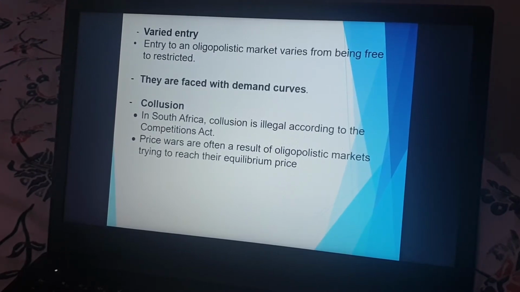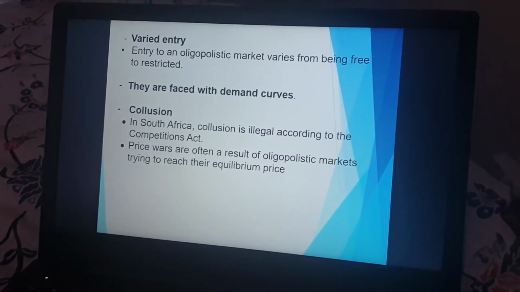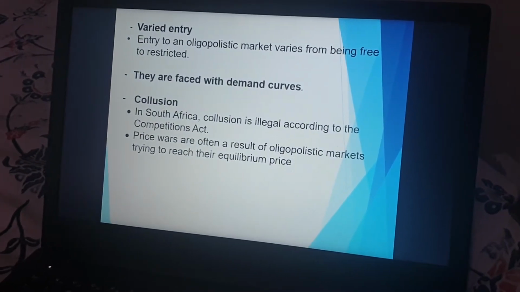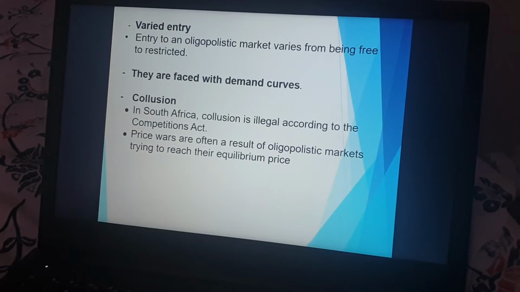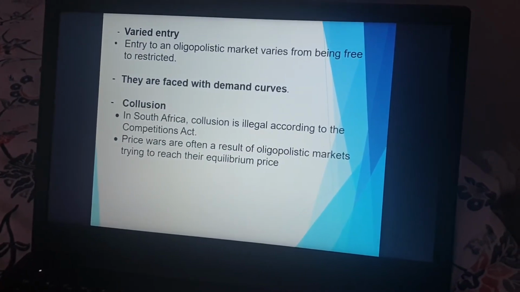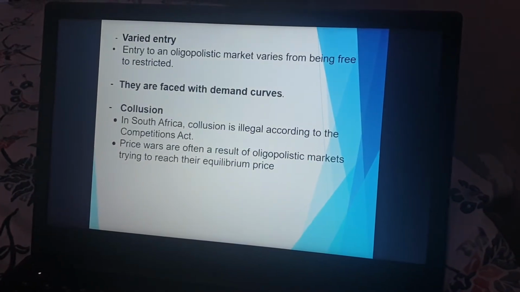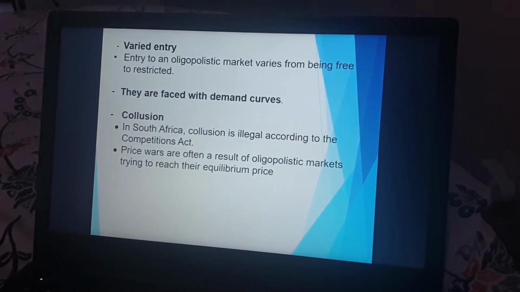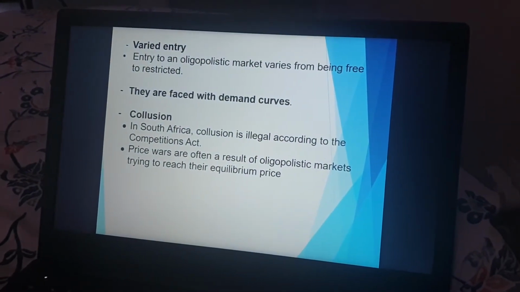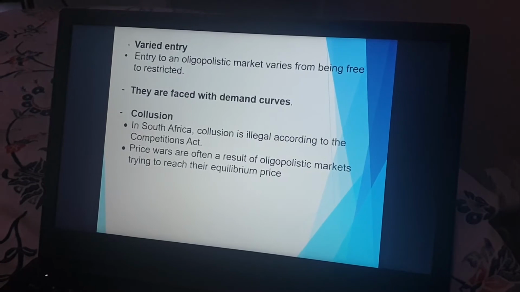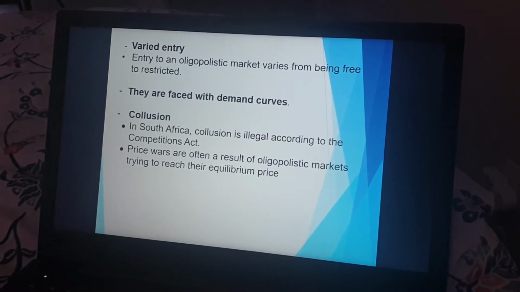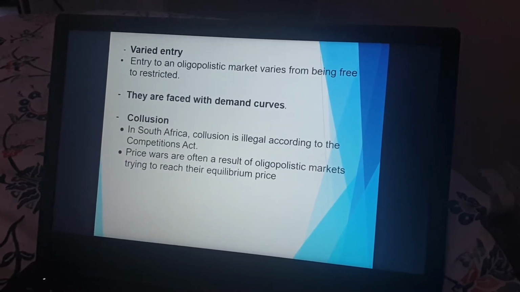Collusion. In South Africa, collusion is illegal according to the Competitions Act. Collusion is basically when businesses get together, for example the airlines, and they decide that they're going to sell all the tickets at the same price. So then basically the customer doesn't have the opportunity to choose the cheaper airline. Now they must make use of any one of them because the prices are the same.